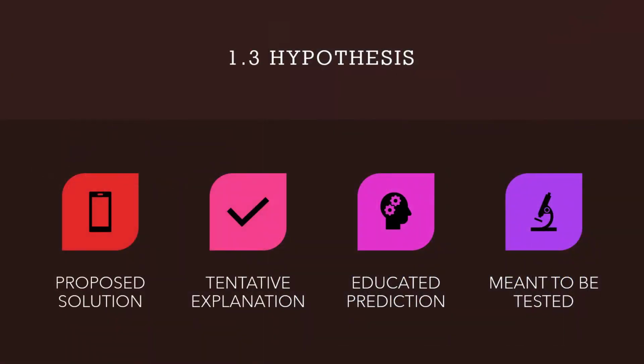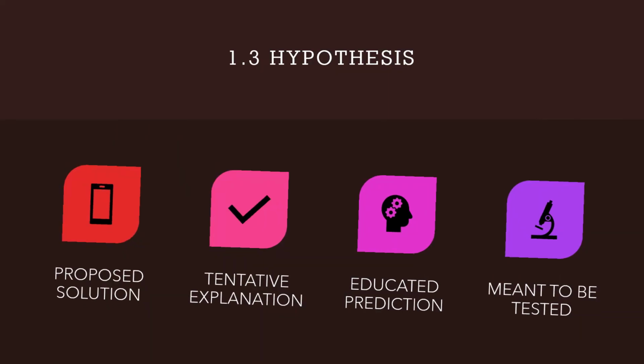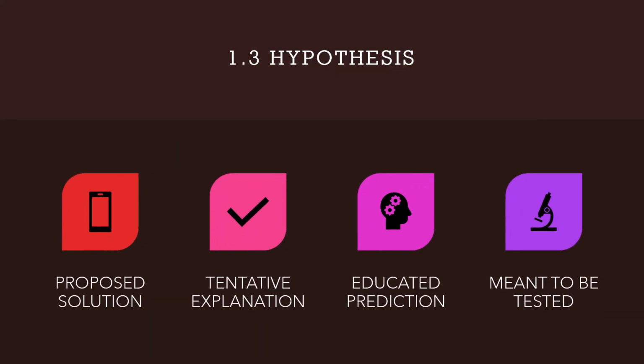Okay, the next subsection, 1.3 hypothesis. So, a hypothesis is simply a proposed solution to a problem or a tentative explanation for behaviors, phenomena, or events that could have happened or will happen. It can also be described as an educated guess or prediction about the outcome of your research. So, a hypothesis is meant to be tested.